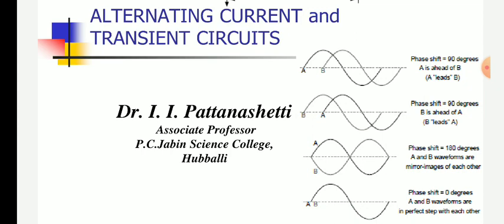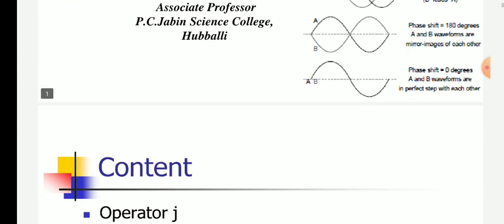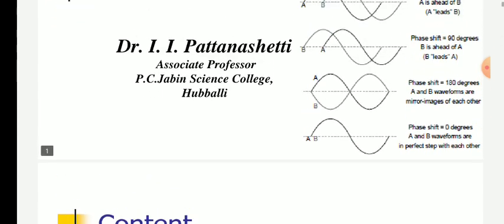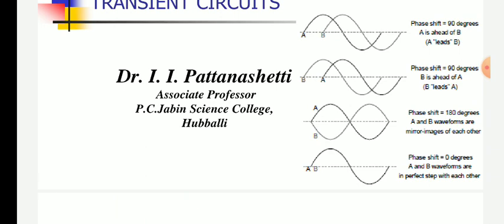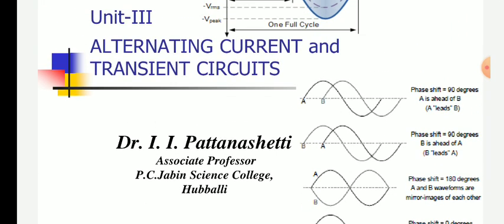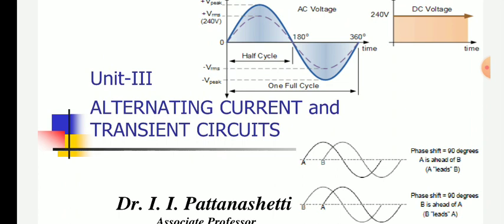So first of all, we shall start with the things that we are going to discuss before starting alternating current. As you know, there are two types of current. One is AC and another is DC, that is alternating current and direct current.